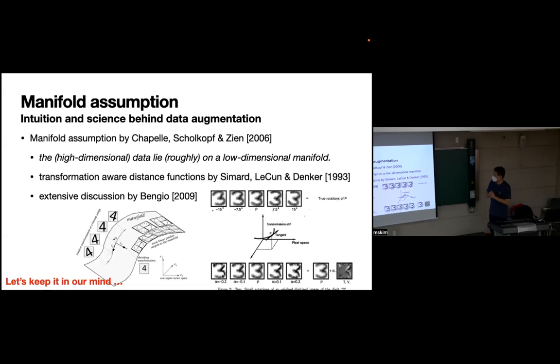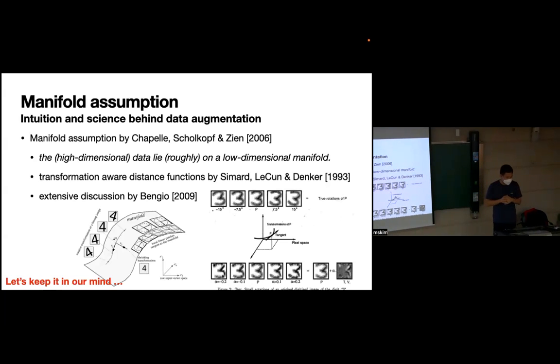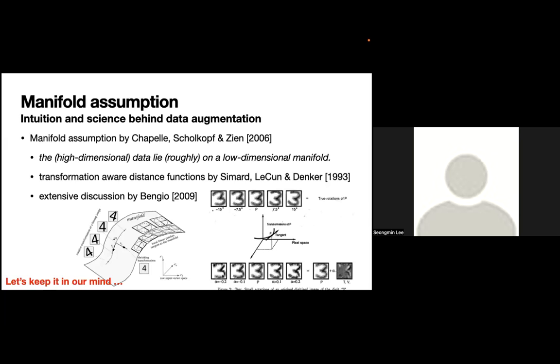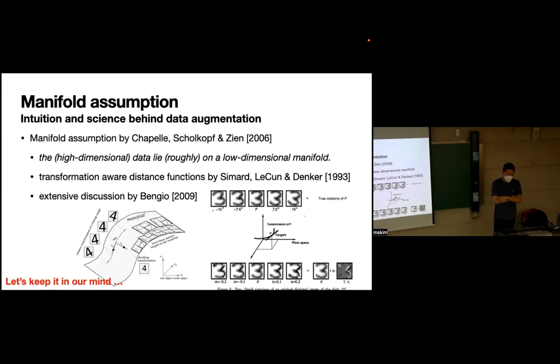Anyhow, before we start, let's talk about what we often refer to as the manifold assumption. This is, in some sense, the intuition and science behind data augmentation. But this is the assumption that is behind the success of any kind of machine learning algorithm that you can imagine. The manifold assumption, stated by Chapelle, Schölkopf and Zien in 2006, states that high dimensional data lie roughly on a low dimensional manifold.